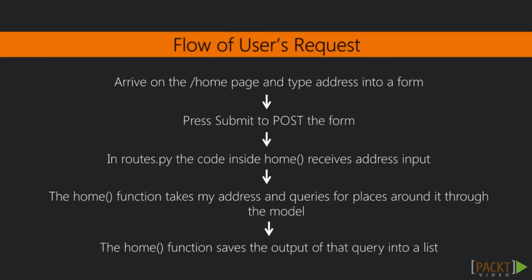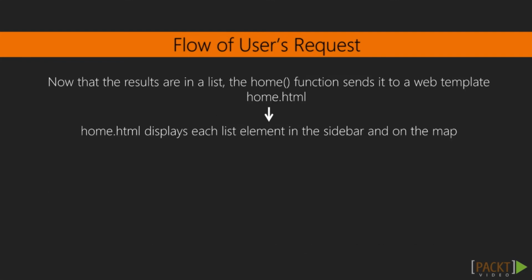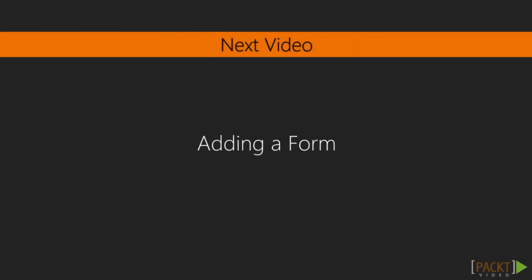Fifth, the home function saves the output of that query into a list. Sixth, now that the results are in a list, the home function sends it to the web template home.html. And seventh, home.html displays each list element in the sidebar and on the map. So this is the flow we want to accomplish. In the next video, we will work on implementing this.